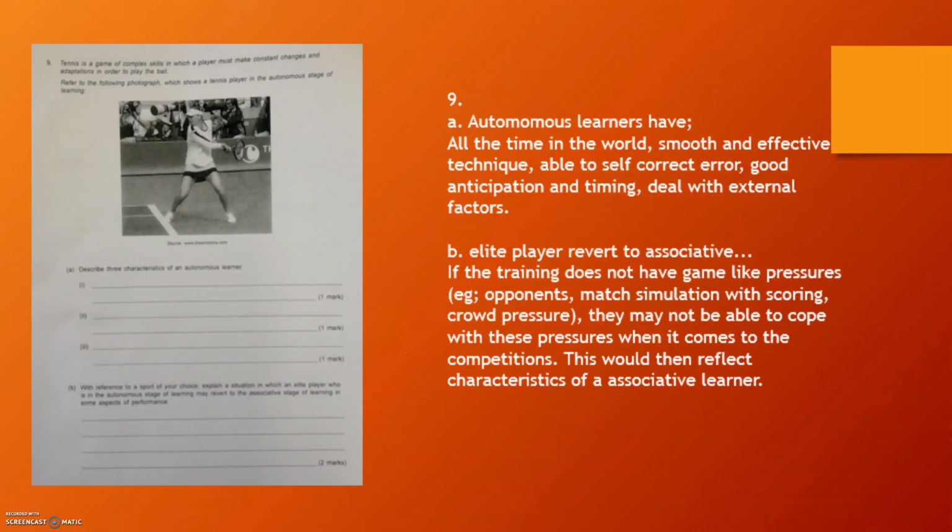All right, question 9. So we're looking at tennis. It's saying a game of complex skills in which a player must make constant changes and adaptations in order to play the ball. This photograph shows a player in an autonomous stage of learning. Simply describe 3 characteristics of an autonomous learner.